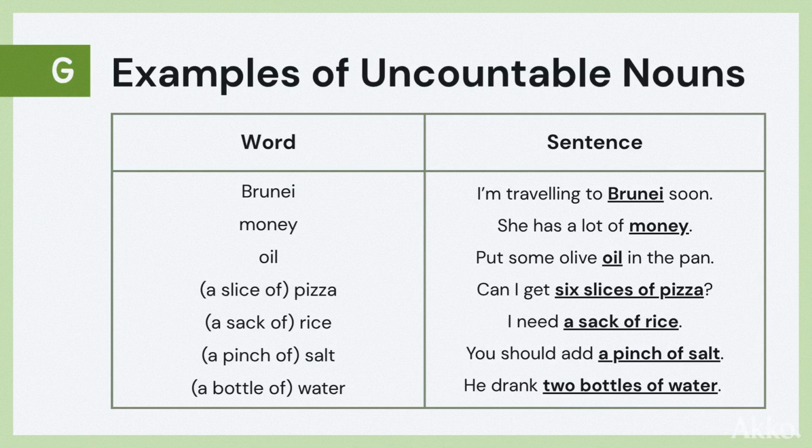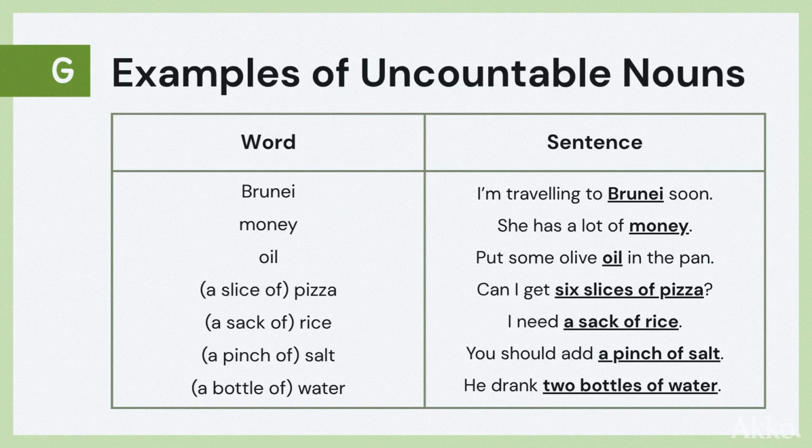Again, we have liquids, like oil, is a common example of non-count nouns. If we want to describe the quantities or amounts, we need to use measure words. For example, the word pizza, a slice of pizza. The sentence would be, can I get 6 slices of pizza?